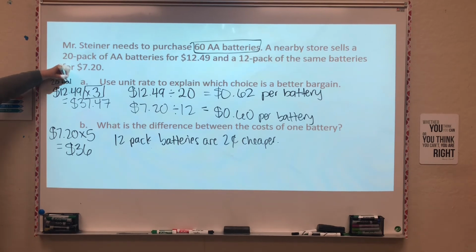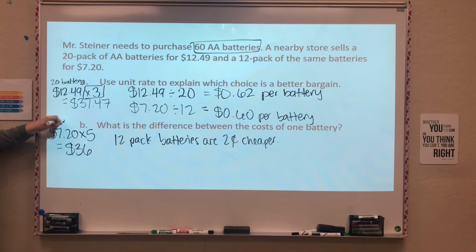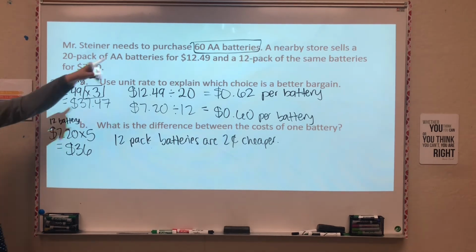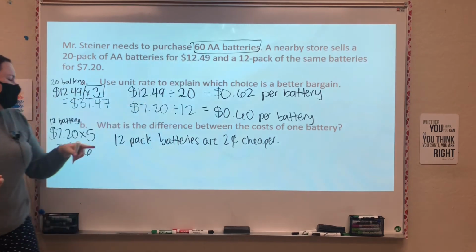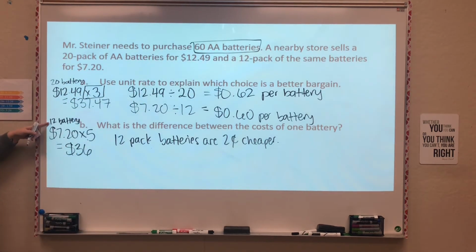This is a 20 battery pack, and the 12 pack would take 5 packs to equal 60. So 3 times 20 batteries gets you to the 60 goal. 5 times 12 batteries gets you to the 60 goal. So both of you are getting you to 60 batteries.